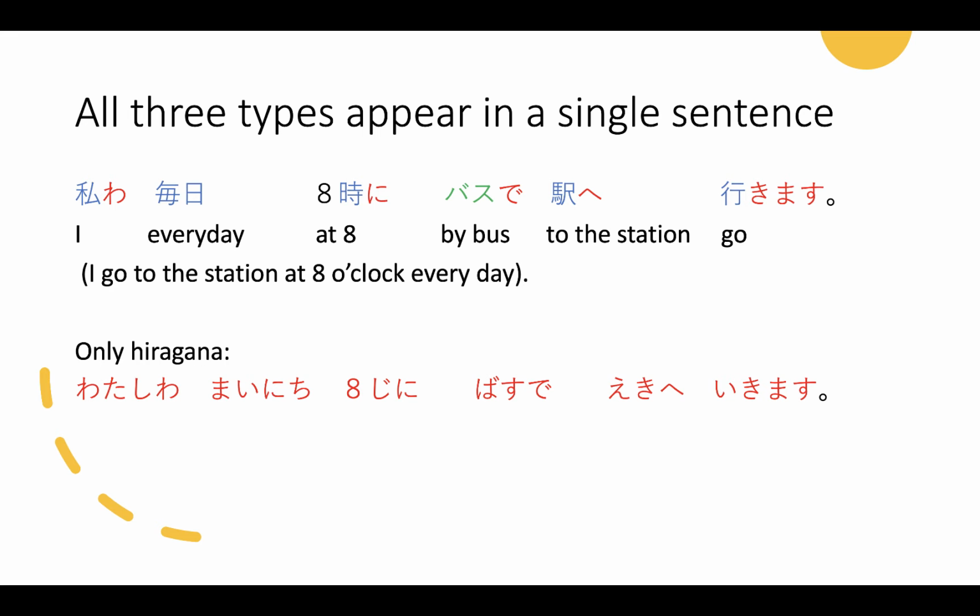We can also represent the same sentence using only hiragana characters. For example, this sentence written in red only. And we can represent the same sentence using only katakana as well.